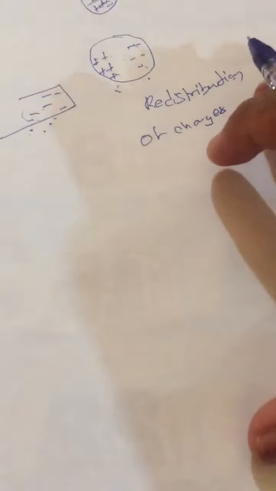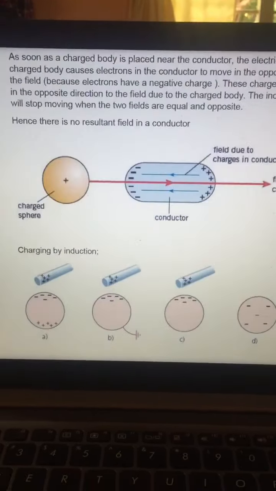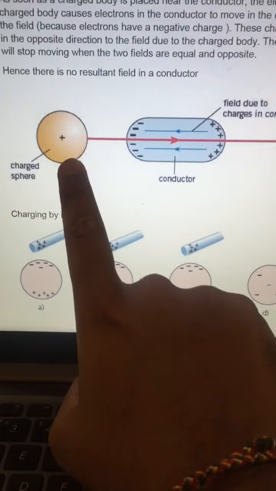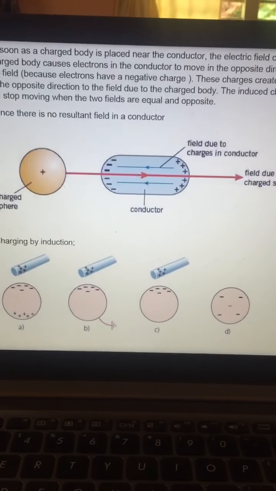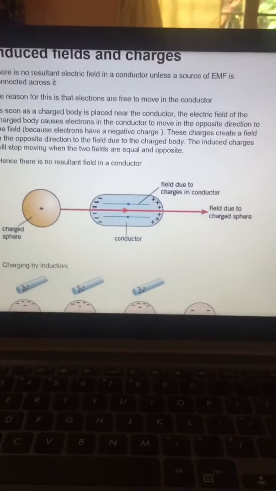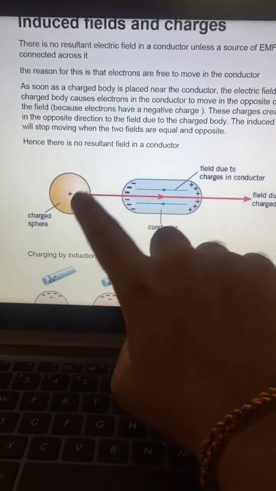But no longer. Talking just in terms of charges is not very good and sometimes not given marks. You have to talk in terms of the field lines. So what happens is, when you bring a positive charge, the negative charges will move towards the positive charge.